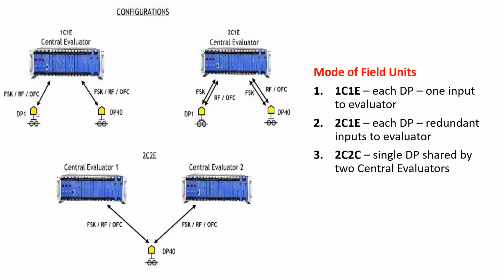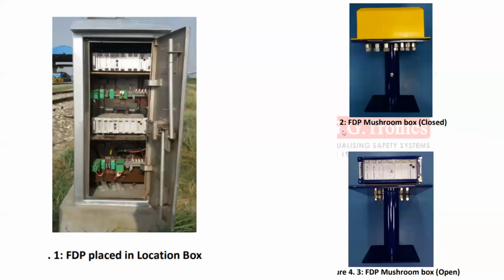So each DP can be configured to send a single output. It can be sent as redundant outputs also. That means electronics at the track side is doubled actually here. And there is a third case. You can see this DP40 sends data to 2 central evaluators, because if the capacity is more, then somewhere it has to be shared by the 2, like this. Yeah, this is with mushroom. This thing you can keep it inside like this.